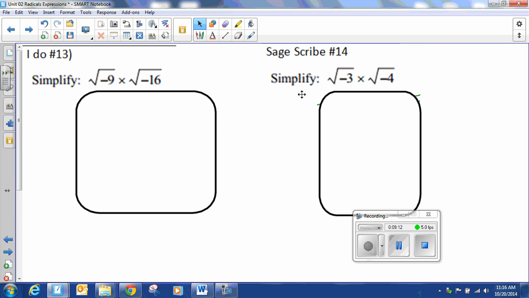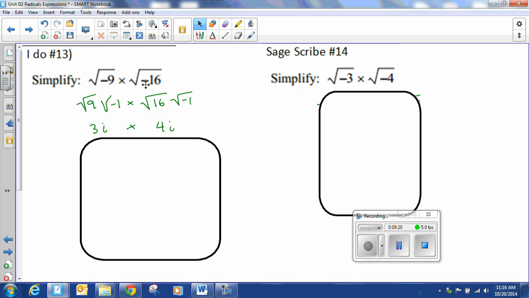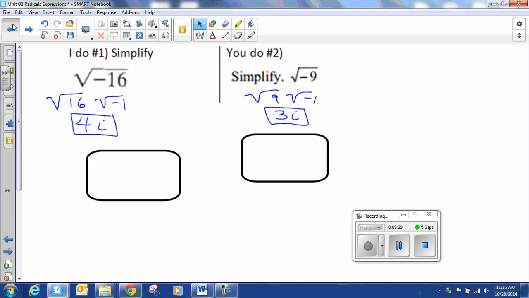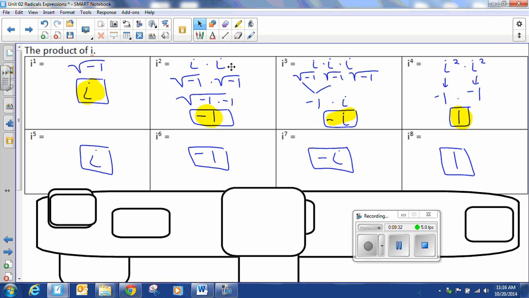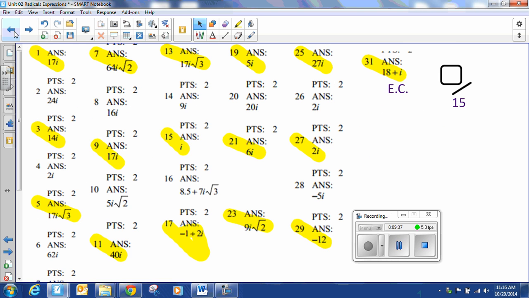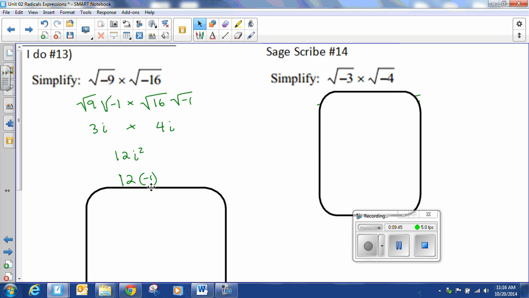And finally, number 13 and 14. Now we know that radical negative 9 is 3i. We know radical negative 16 is 4i. Now since we're multiplying, 3i times 4i is 12i squared. Remember back to what i squared was. Let's go back to our table. Here it is. i squared is really negative 1. So we're going to use that information to put this over here. We have negative 12i squared, which is 12 times negative 1, which is simply negative 12.